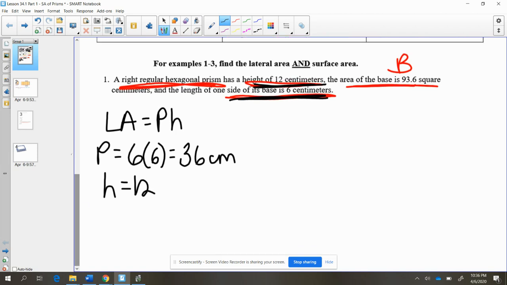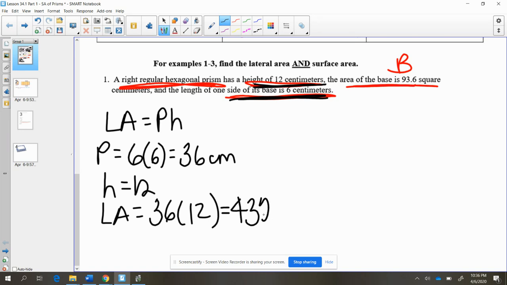So to find that total lateral area, we're going to take that perimeter times the height. Take a moment to calculate that. You should have a total lateral area then of 432 square centimeters.